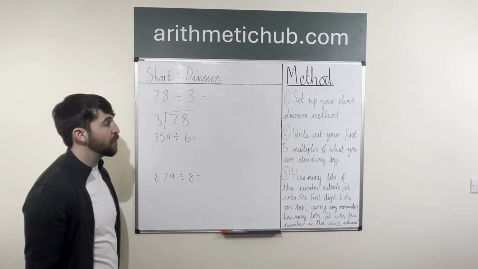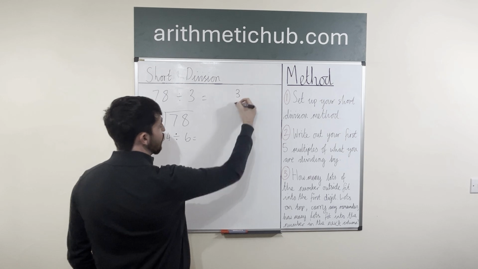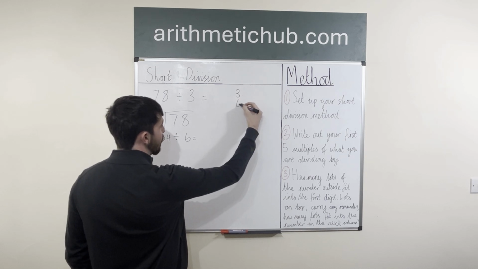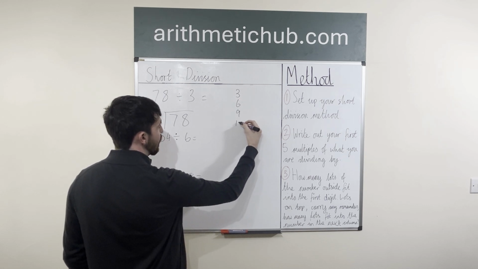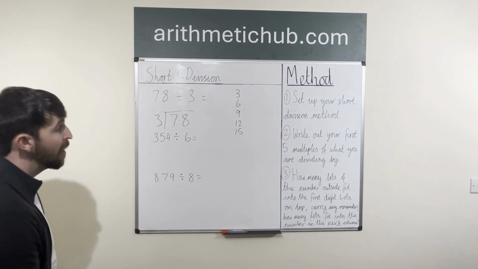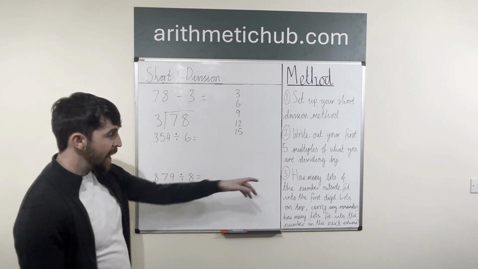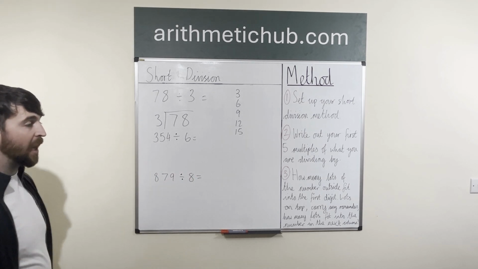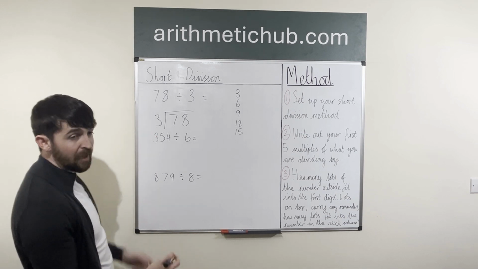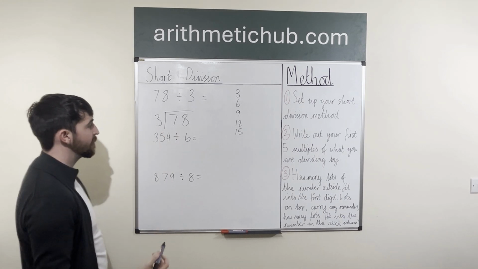Remember, we've looked at multiples before, so multiples are just the times table, aren't they? So the first 5 multiples of 3 are 3, 6, 9, 12, and 15. I may use more than that, but I'll come back to them if I do need them. Next it says, how many lots of the number outside fit into the first digit? The number on the outside is 3, and I'm going to look how many lots of 3 fit into 7.